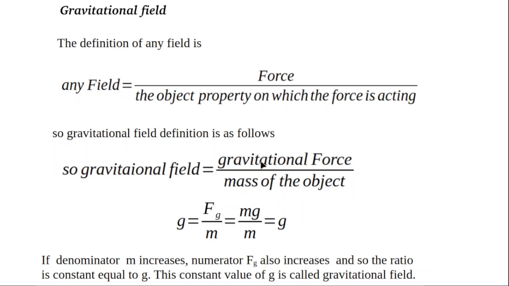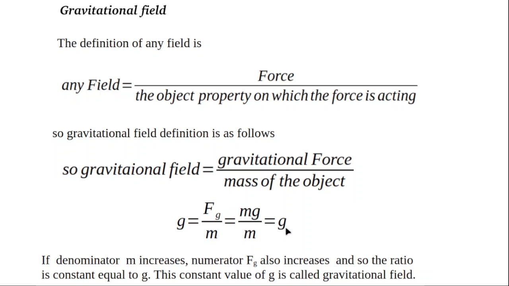Therefore, in the numerator, gravitation force, we should write Fg. In the denominator we should write M. Gravitation force field is also denoted by letter G, because Fg is equal to M into G, and in the denominator there is already M. This M and this M will cancel and the result is G. Therefore, gravitation field is also denoted by letter G.